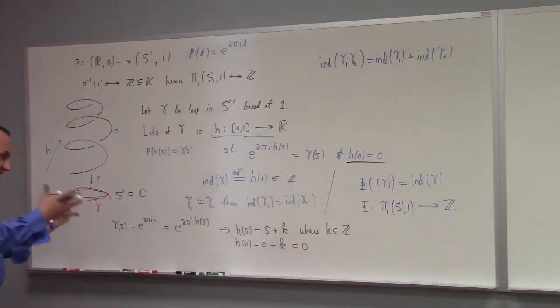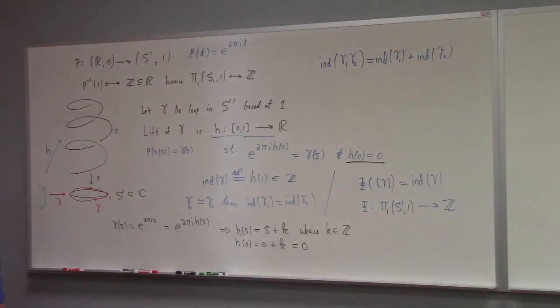See, for this loop, the index is 0. K is equal to 0 in this case. Wait a minute. What have I done? Oh, man. What have I done? Son of a gun. That's not right.